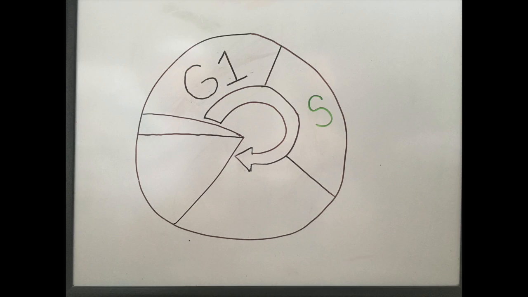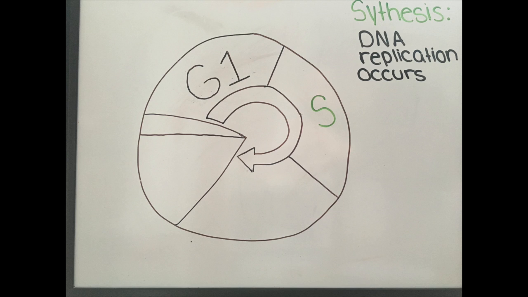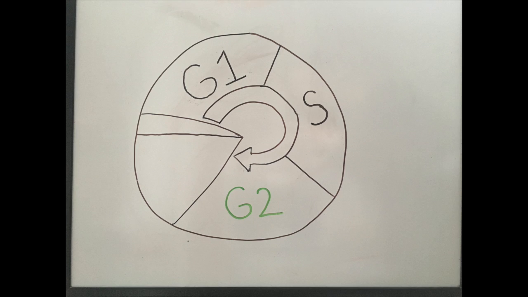Next is the S phase, or synthesis. Oops, looks like we forgot the N. Anyways, during synthesis, DNA replication occurs, which is when two strands of DNA separate and form a template for a new strand, resulting in the formation of two identical molecules. The last part of interphase is G2, or growth 2.